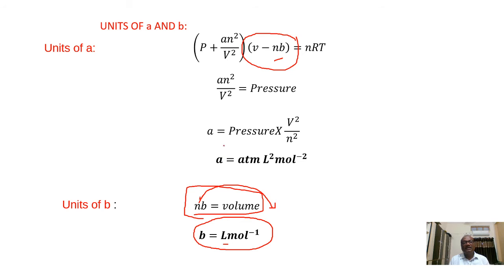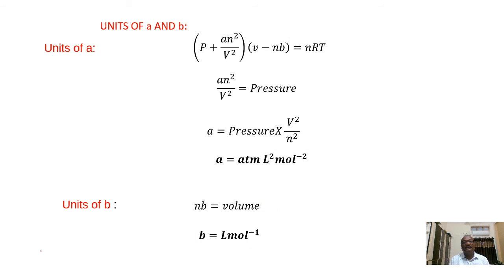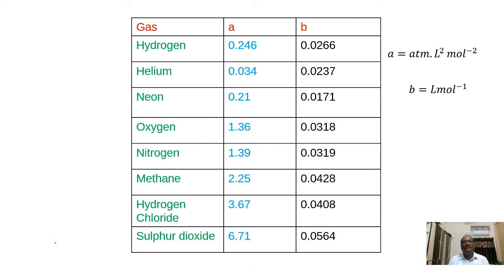So the units of a are atmosphere liter squared mole to the power minus 2, whereas the units of b are liter mole to the power minus 1. These are the units of the van der Waals constants. Let me see the values of a and b.